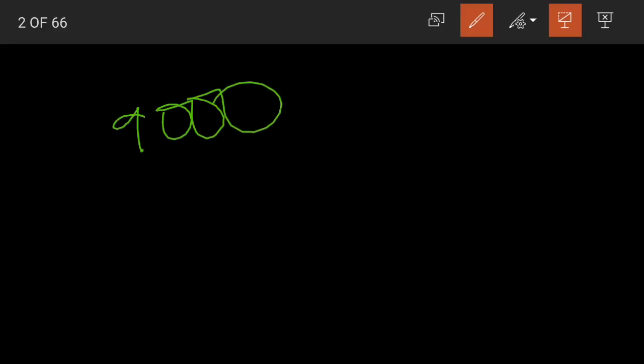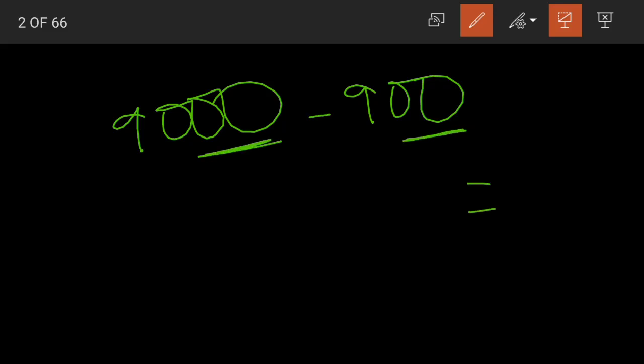9000 minus 900. Now again, how to do it mentally? Here we are having 2 zeros and 2 zeros. Same, right? Both the digits are the same. So we will write both the zeros in the difference as well, that is, in our answer as well.